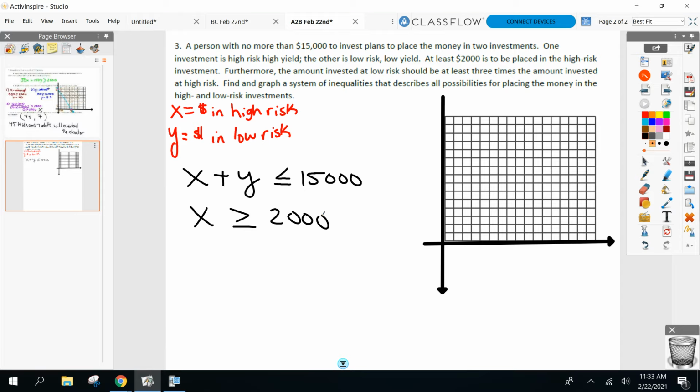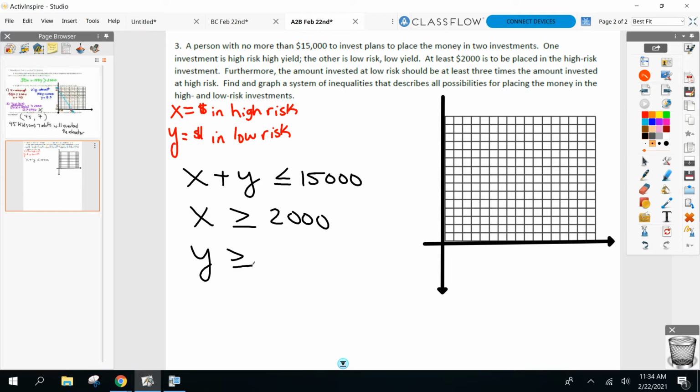And then one more, take a breath here. Furthermore, it says, hey, the amount you invest at low risk should be at least 3 times the amount at high risk. All right, so let's take that piece by piece. The amount you invested at low risk, what did we call that? Y, low risk, should be at least, there it is again, at least. The amount I invest at low risk should be at least. So what symbol again? Should be greater than or equal to 3 times the amount at the high risk.